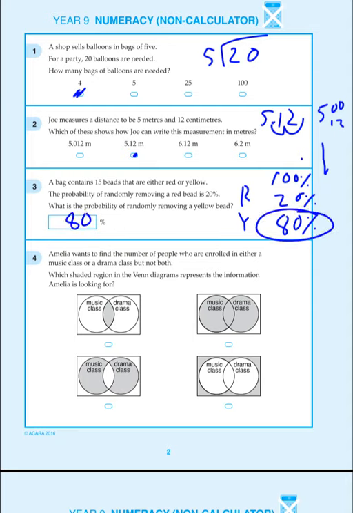Question 4. Amelia wants to find the number of people who are enrolled in either a music class or drama class, but not both. Which shaded region of the Venn diagram will have the information? So we do not want both, which is what this is in the middle. Obviously this one's wrong because it has everything. This only has people that are not in the classes. We're looking for just in music and just in drama and not in both. So this one is the correct answer.